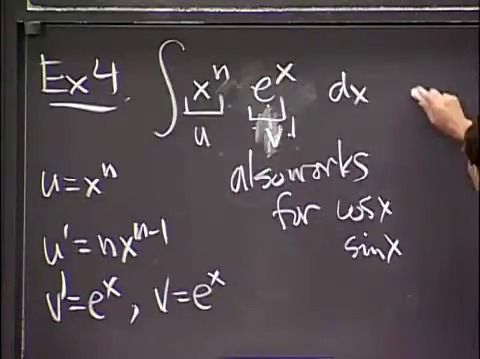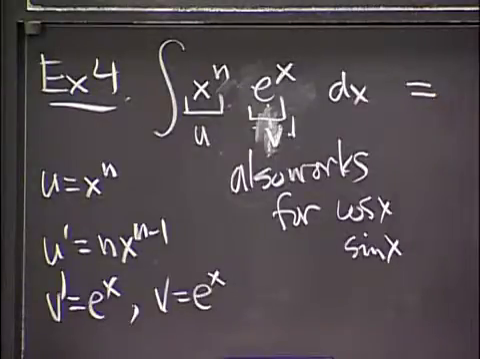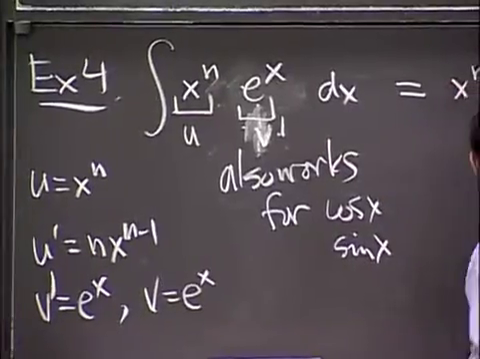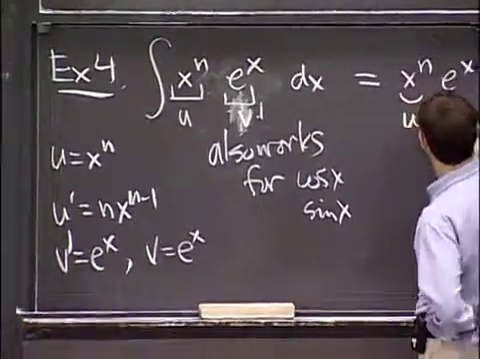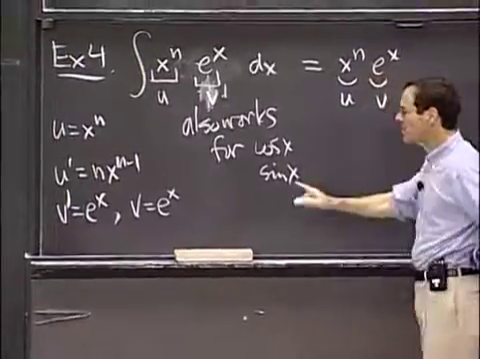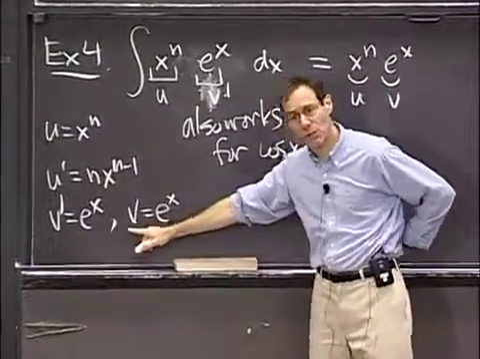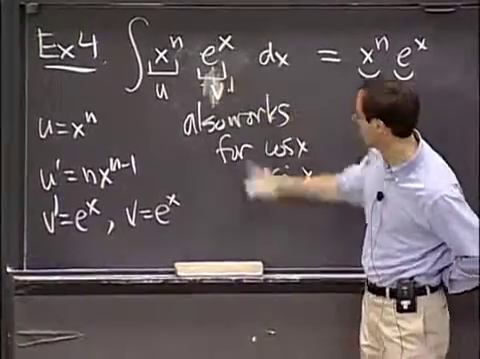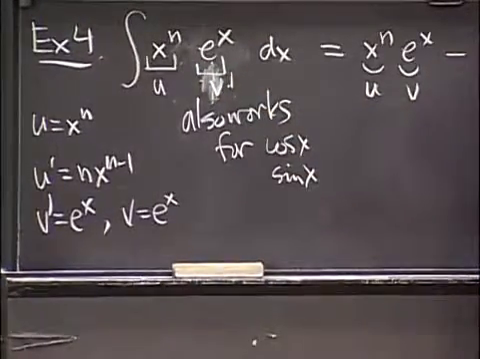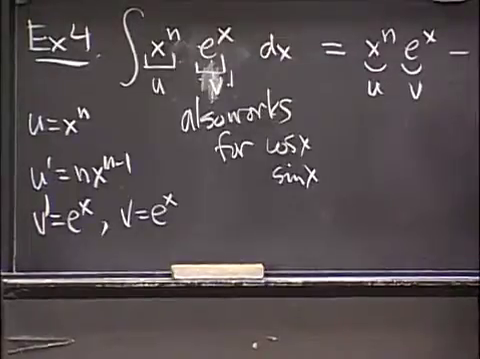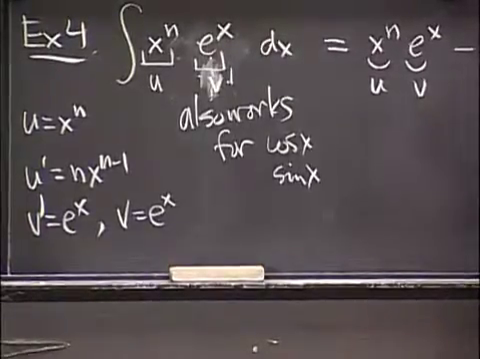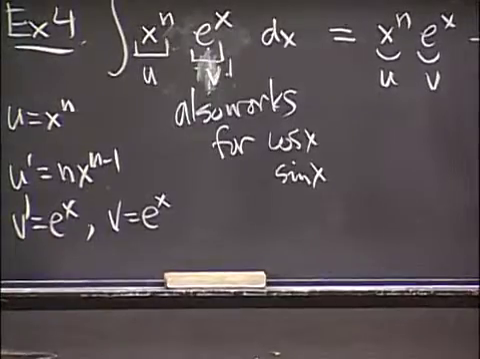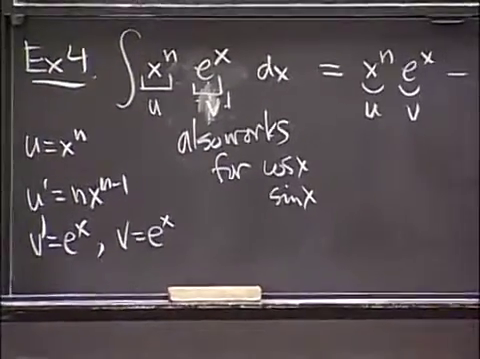All right? So now I have u and v prime, and now I get x to the n, e to the x. This again is u, and this is v. It happens that v is equal to v prime, so it's a little confusing here. But this is the one we're calling v prime. And here's v. And now minus the integral, and I have here n x to the n minus 1, and I have here e to the x. So this is u prime, and this is v dx.